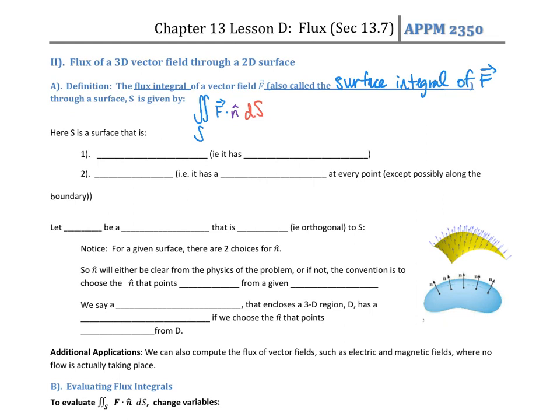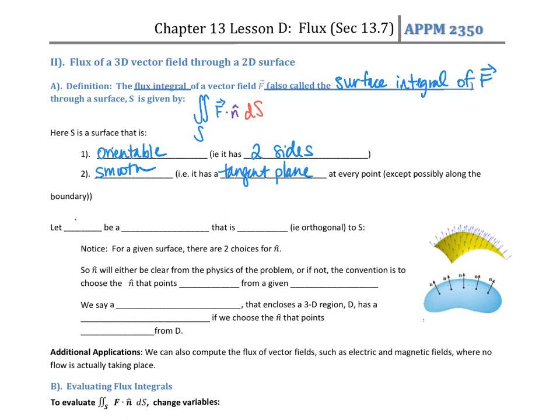And so here, S needs to be a surface that's what we call orientable, which means it has two sides, as opposed to a Mobius strip, for example, that's not orientable. It also needs to be what we call smooth, which means it needs to have a tangent plane at every point, so you can't have any sharp corners, except possibly at the boundary.